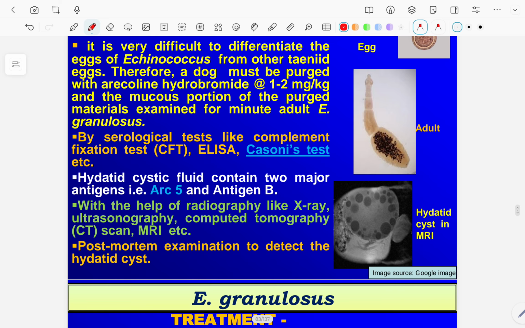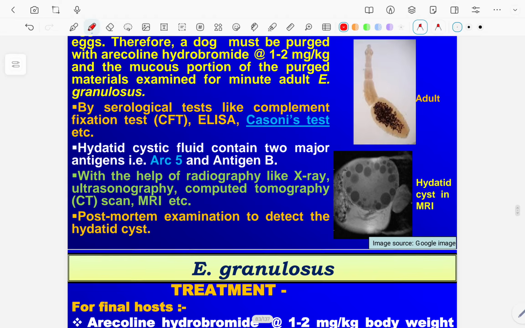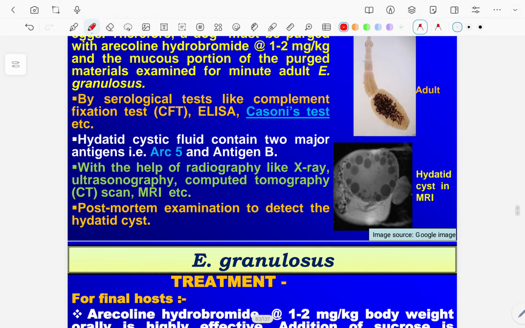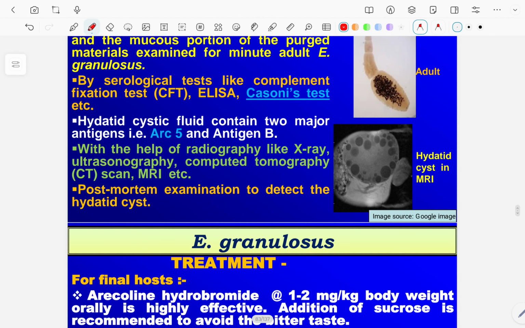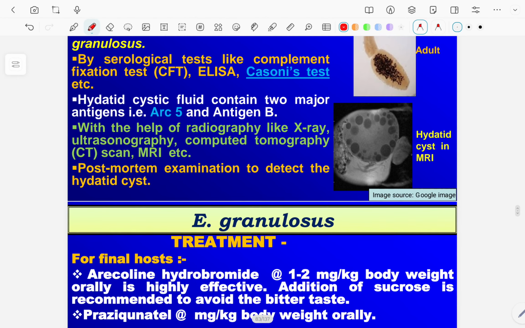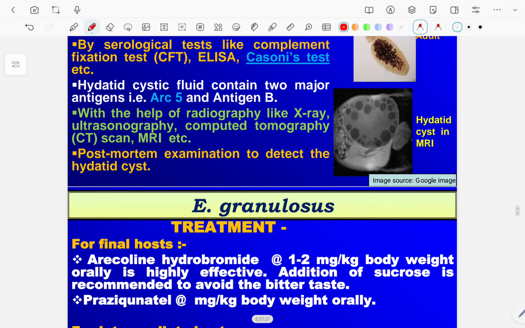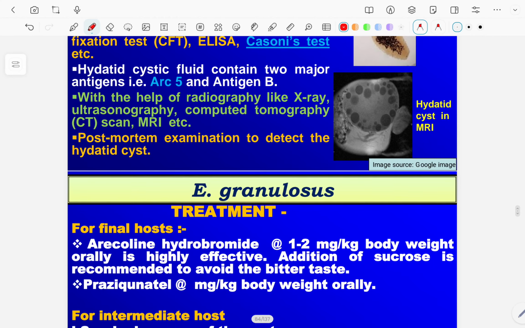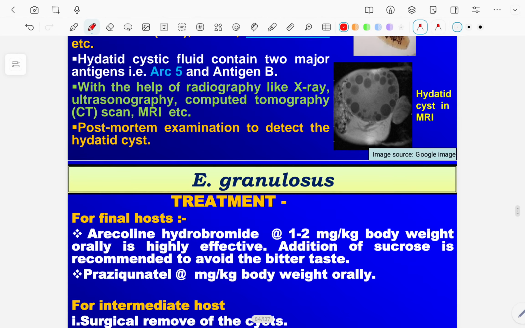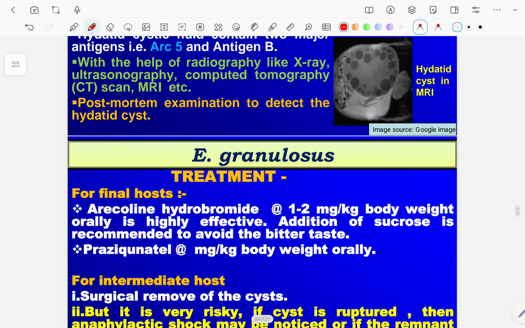Diagnosis by serological tests like complement fixation test (CFT), ELISA, Casoni test, etc. Hydatid cyst fluid contains two major antigens, antigen 5 and antigen B. With the help of radiography like X-ray, ultrasonography, computed tomography (CT scan), MRI, etc. Postmortem examination to detect the hydatid cyst. Treatment.